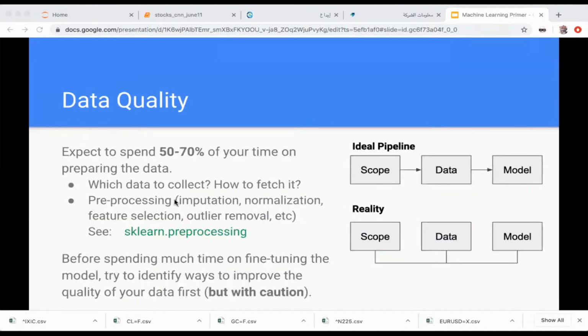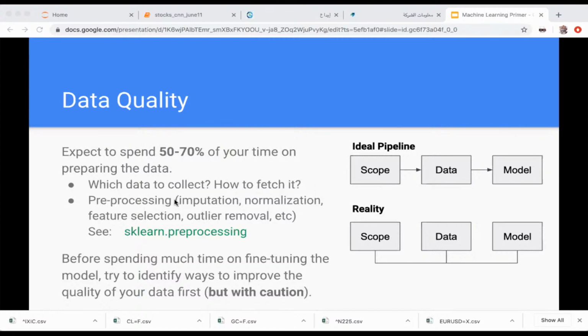Okay, so first is the data quality. In practice, practitioners usually expect to spend about 50 to 70% of their time on preparing the data. Do not be frustrated by this. If you find yourself in that position in your projects, do not be frustrated by this. Some of the things that you should keep in mind are which data to collect, how to fetch it, and what pre-processing steps would be needed. For example, imputation, normalization, feature selection, outlier removal, and so on. So there are many things that you can do as a pre-processing step before you start to train the model.